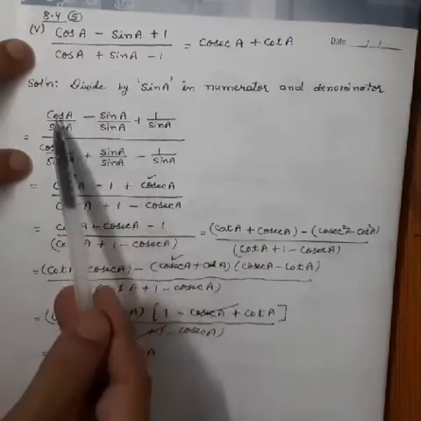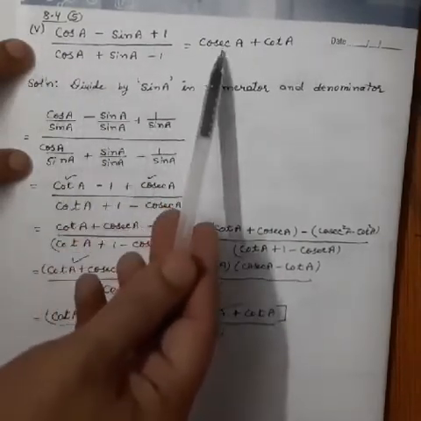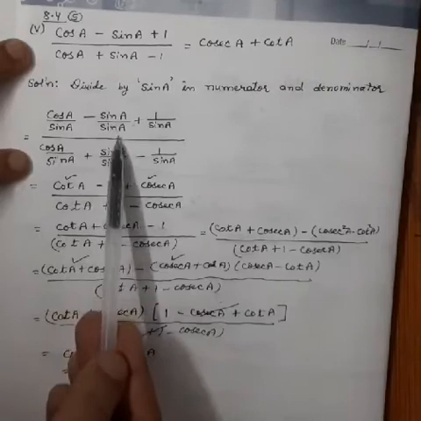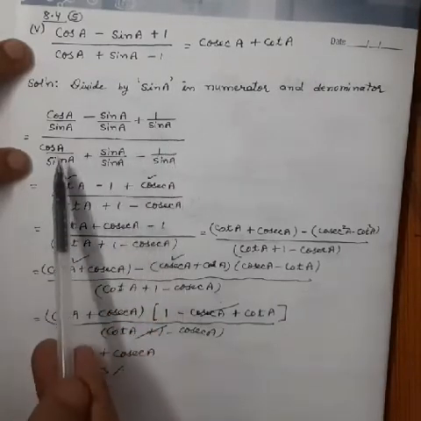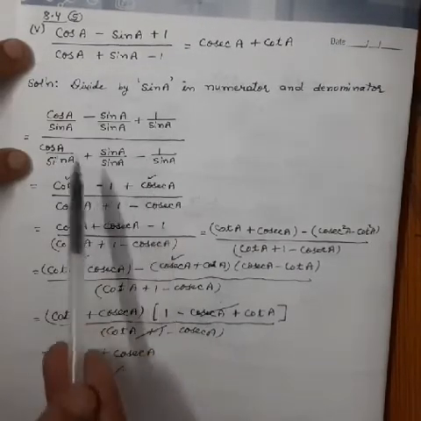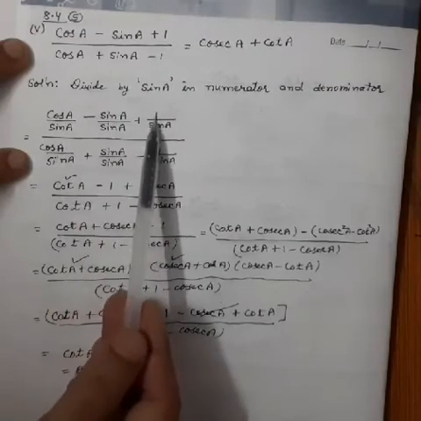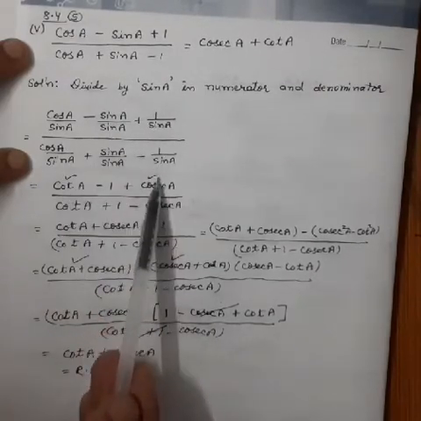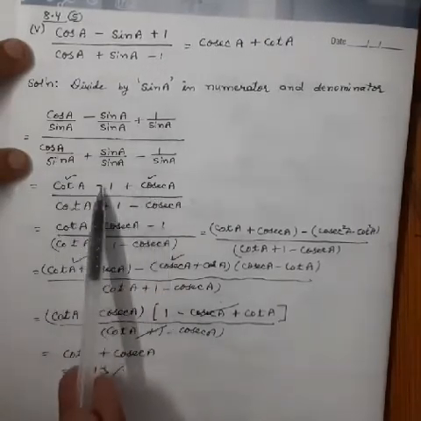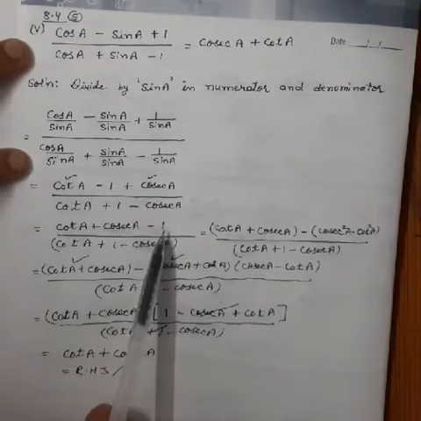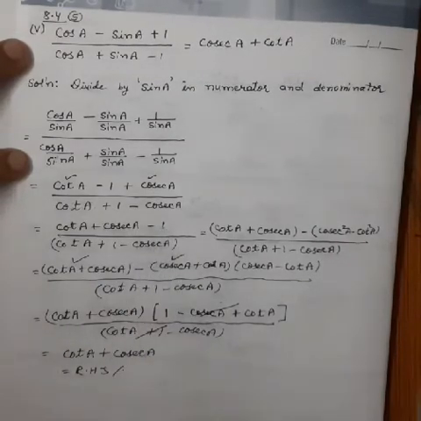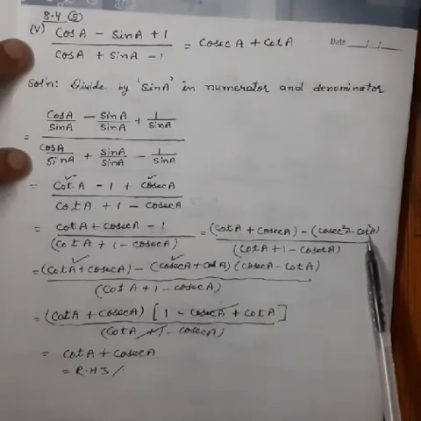I am dividing it, to convert this RHS in terms of cosec a and cot a. So dividing by sin a, cos a upon sin a minus sin a upon sin a plus 1 upon sin a, divided by cos a upon sin a plus sin a upon sin a minus 1 upon sin a. Okay, this will be cot a minus 1 plus cosec a, over cot a plus 1 minus cosec a. Take these two, interchange the position of it, and take minus 1 on that side. So I am taking these two in brackets and putting the value of 1. What is the value of 1? Cosec square a minus cot square a.